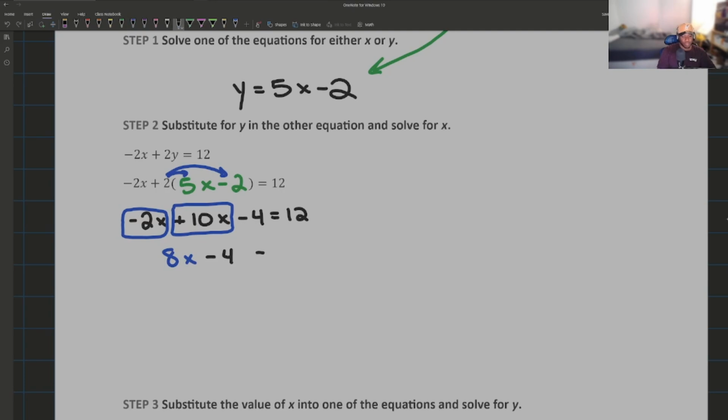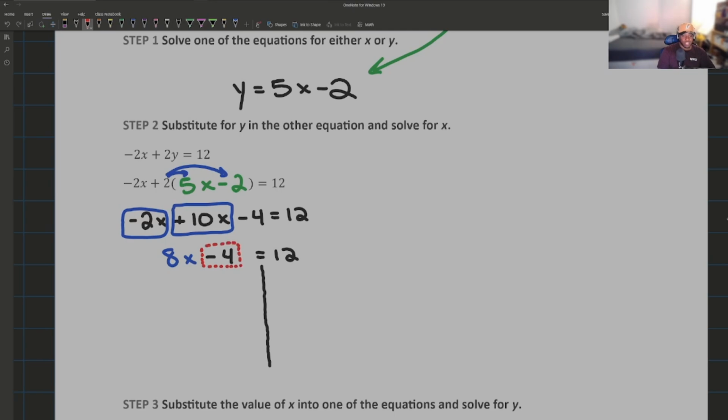minus 4 equals 12. Now that the problem is as simple as possible, we're going to go ahead and solve it. And we're going to do that drawing our line under the equal sign. We're going to get rid of this term here that's not doing anything for us, right? We know that we have negative 4x.